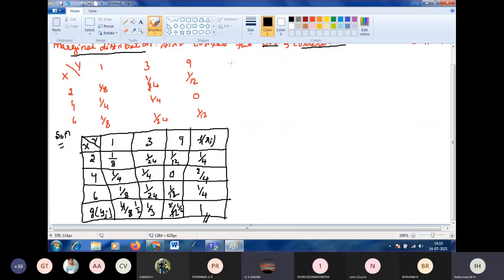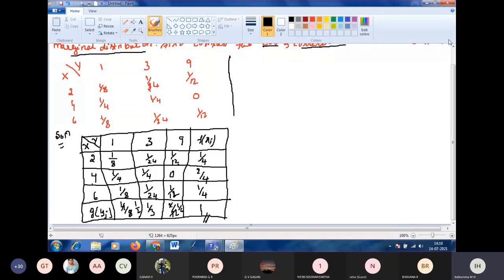Okay, so these are the marginal values we have. When x is 2, f of x is 1 by 4. When x is 4, f of x is 1 by 2, that is 2 by 4, which is nothing but 1 by 2. When x is 6, f of x is 1 by 4. Next, when y is 1, g of y is 1 by 2. When y is 3, g of y is 1 by 3. When y is 9, g of y is 1 by 6.